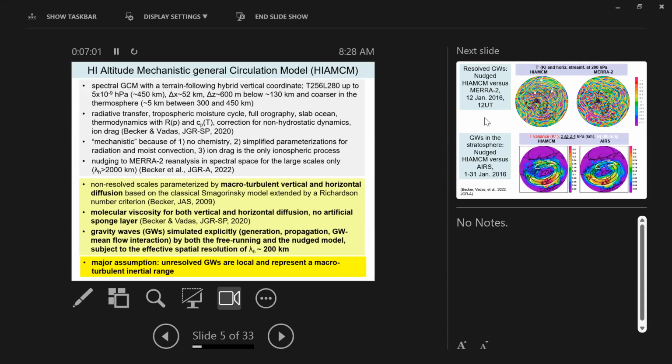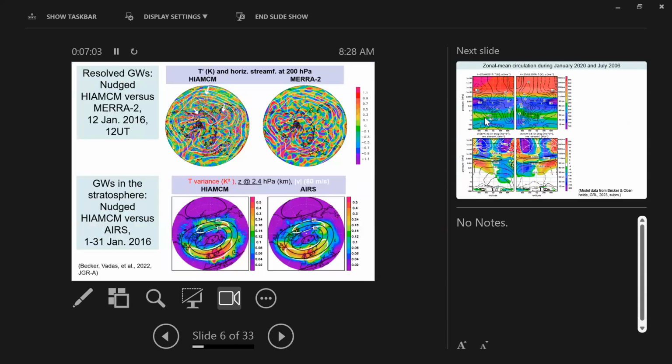Here's a comparison of the resolved gravity waves when we compare to MERRA-2 reanalysis. So the model is nudged to MERRA-2 reanalysis, but not these scales that you see here. These scales develop freely in the HIMCM, but as you see, the phases and the amplitudes of the larger scale portion of these gravity waves compare quantitatively well with MERRA-2. And of course, there is additional small scale structure here that you can see.